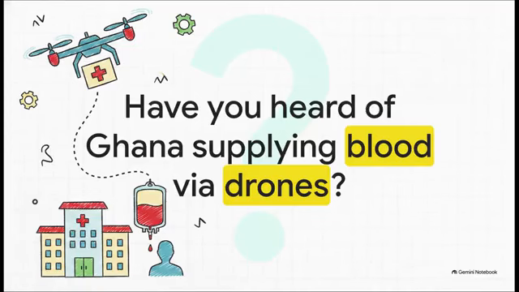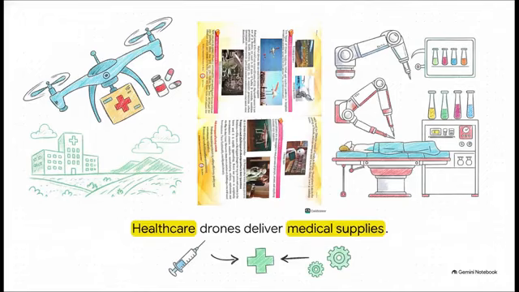Now, I've got a question for you, and honestly, this is one of my favorite real-world examples. Have you heard of Ghana supplying blood and medical products to hospitals using drones? It sounds wild, right? But yes, it is a reality, and it is a massive success story in modern healthcare. The health sector is actually utilizing robot drones to rapidly deliver critical supplies, like blood and medicine, to remote or hard-to-reach hospitals. But healthcare robotics goes way beyond just deliveries. We have robots assisting in complex surgeries with pinpoint precision and machines specifically developed to accurately mix medicines, which completely removes the very real danger of human error.